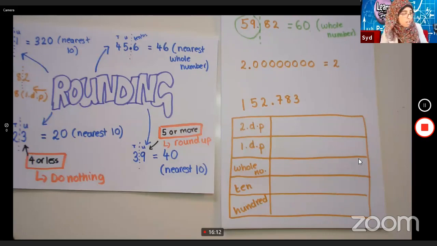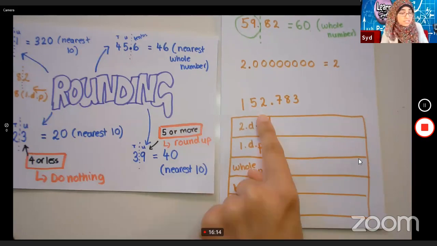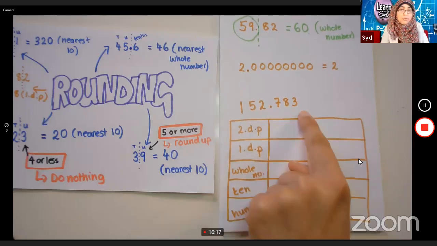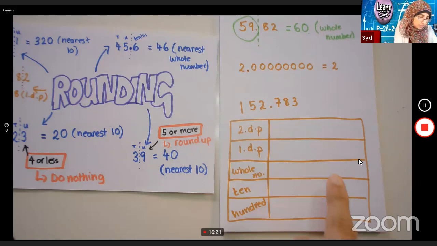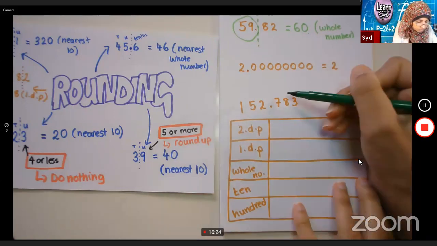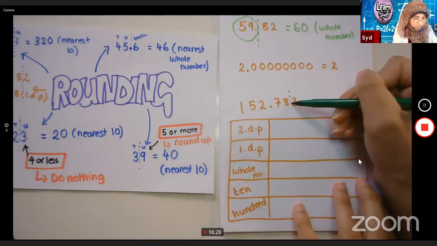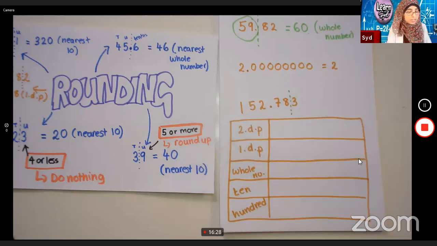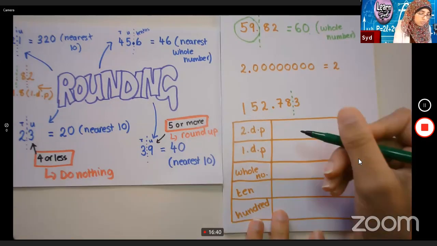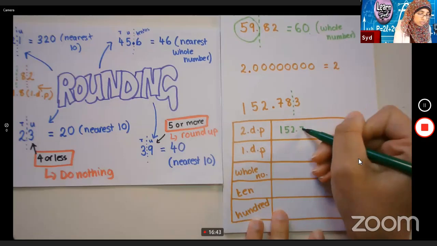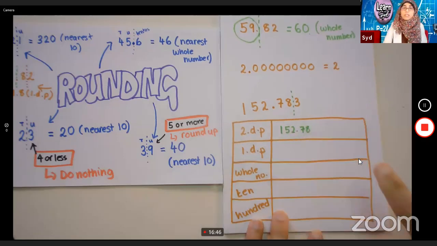So let's take this number, 152.783. Right, first question, 2 decimal places. So I have to count 1, 2, put a line there. Okay, so I need to look at the next digit, which is a 3. That 3 is less than 4, so I do nothing. So my answer here is going to be 152.78, because it's 2 decimal places. I don't need to write the third number.